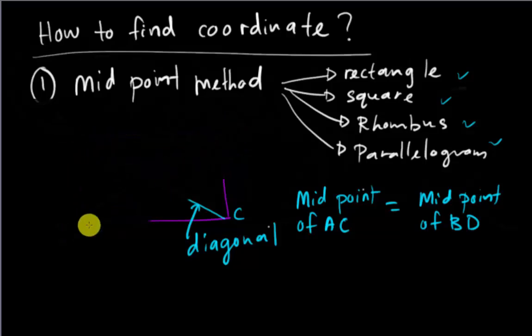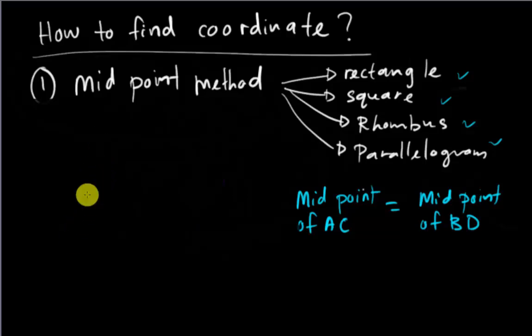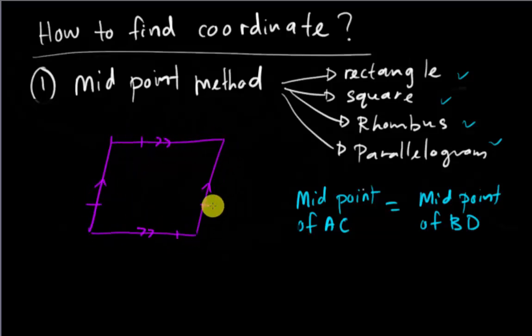For example, I'm going to sketch a rhombus here. Whenever we call it a rhombus, it means this line is parallel to this line, and this line is parallel to this line, and all four sides have the same length. If this is a rhombus, and I call it A, B, C, D, then the midpoint of AC will be the same as the midpoint of BD.